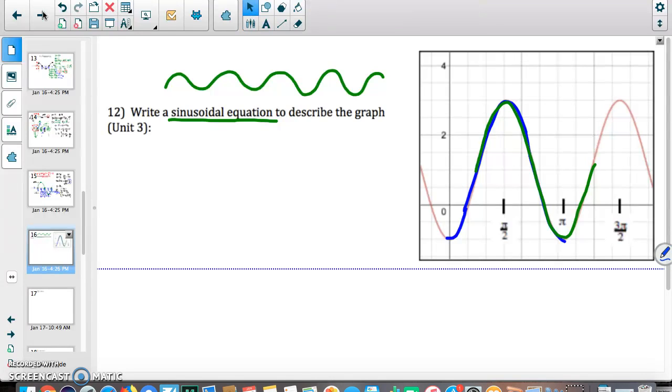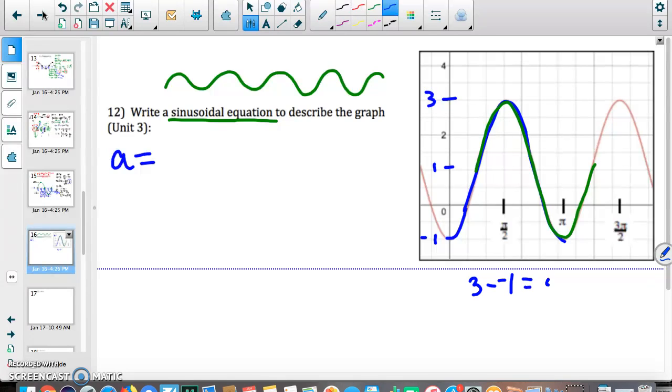So let's start by finding my amplitude. To find my amplitude, I need to find my midline. So it looks like this is -1. This is going to be 1 then. This is going to be 3. So it's going from -1 to 3. So 3 minus -1 is 4. 4 divided by 2 is 2. My amplitude is 2. So my midline here is 1. Right? And the distance between 1 and 3 is 2.